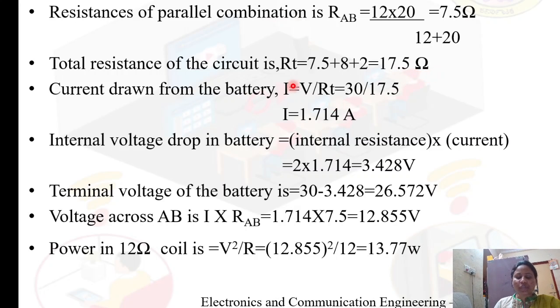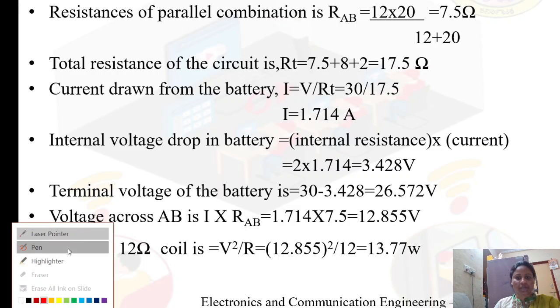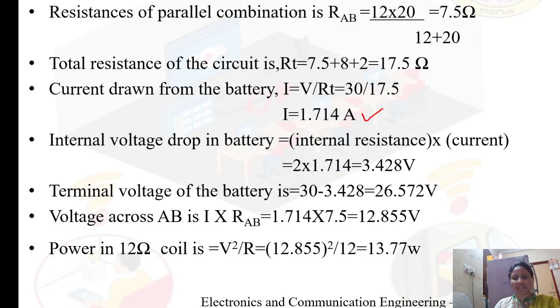Okay, so using this total resistance and also the value of voltage of the battery, we can find the current flowing through the battery, or the current drawn from the battery. So I is equal to V by R. V is 30 from the given information divided by total resistance 17.5. We get the value of I here as 1.7 amps. Now, so we know the current.